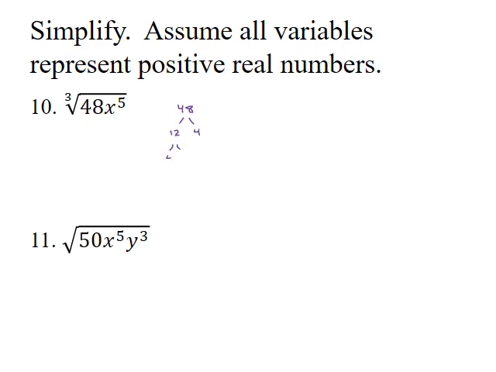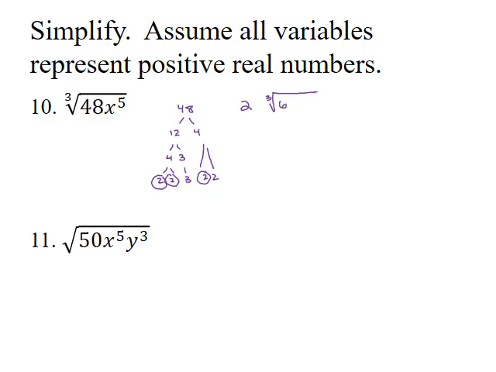The 12 breaks down into 4 times 3, and the 4 breaks down into 2 times 2. This 4 also breaks down into 2 times 2. Now you will notice that you have a cube root this time, so you're not looking for pairs, you're looking for threes. So 1, 2, 3. Those 3 2's right there can go together outside of the cube root. Now inside of the cube root, you multiply the two numbers remaining, so 3 times 2 gives you a 6.